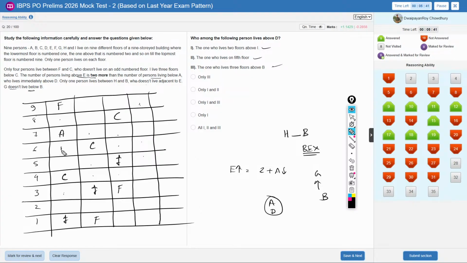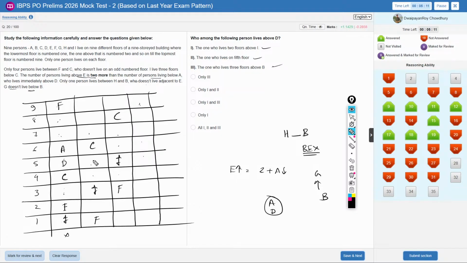Now if A, D are here, 1, 2, 3, 4, 5, 6. Not possible. Then A, D here. Then below A, 1, 2, 3, 4, 5, 6, 7. E. Now H and B, I cannot give again, so it cancels out.